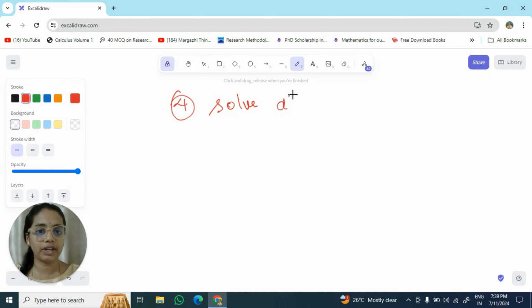Okay, let us solve another question, that is our fourth question, which says solve d square y by dx square plus 4 dy by dx plus 5y is equal to minus 3 sine hyperbolic x.